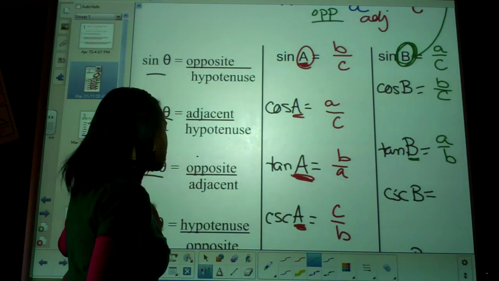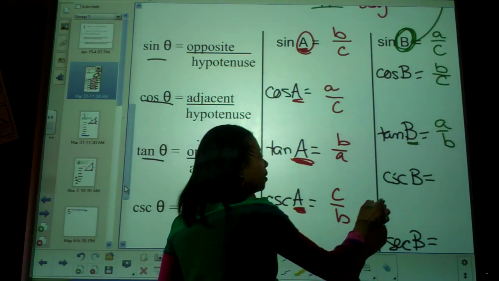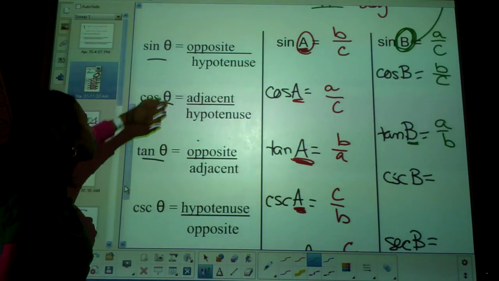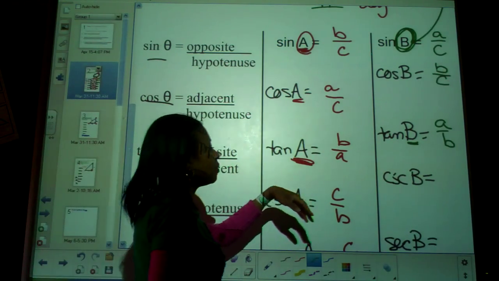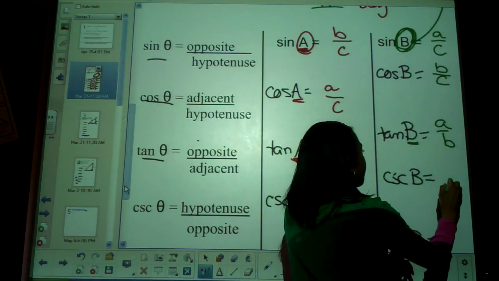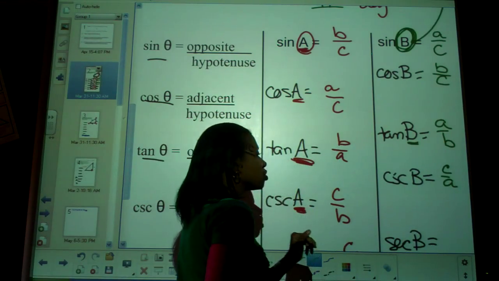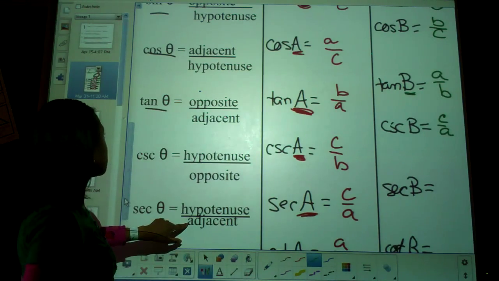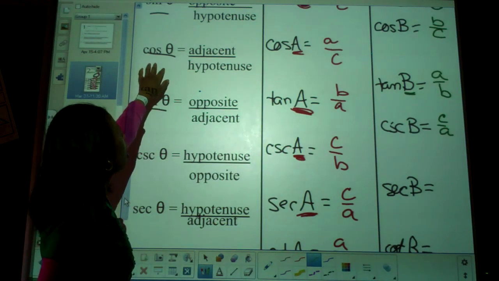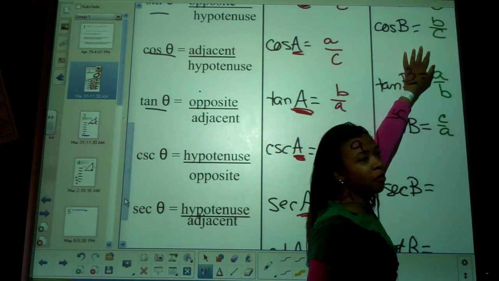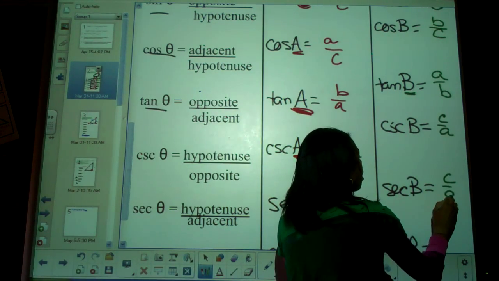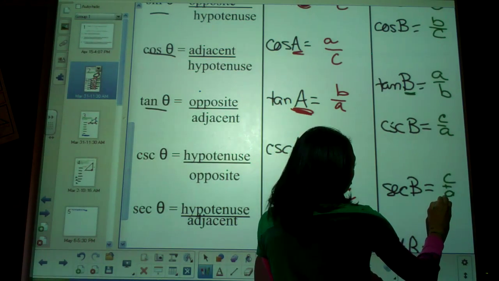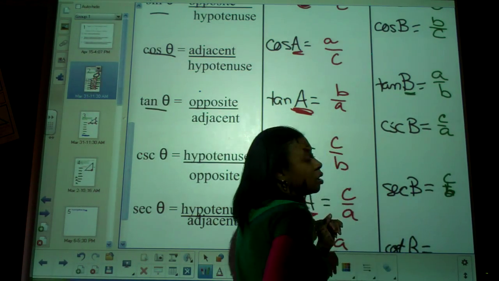Now, I have cosecant of B, and remember cosecant means hypotenuse over the opposite, or just the reciprocal of sine, so I can cheat and I can do C over A if you remember the equations. Then secant of B is just hypotenuse over adjacent, or it's the reciprocal of cosine, and cosine is B over C, so that just means it's going to be C over B. C over B.